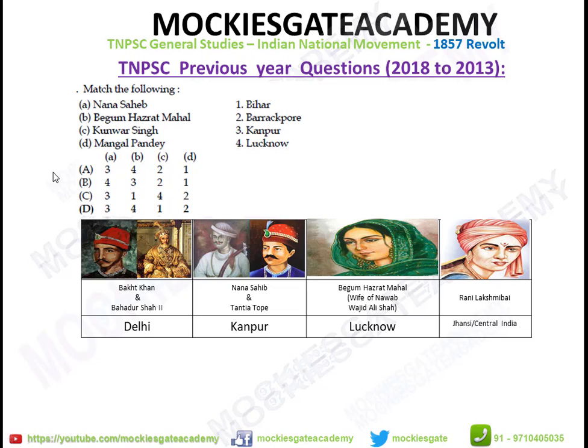Now please match the following. Please go through the characters below and their place of rebellion. You will be easily able to match it. If you see, Nana Sahib is from Kanpur, which is A3. Begum Hazrat Mahal from Lucknow, which becomes B4. Kunwar Singh from Bihar, and Mangal Pandey from Barrackpore. So D2, C1, B4 and A3, which gives us option D.